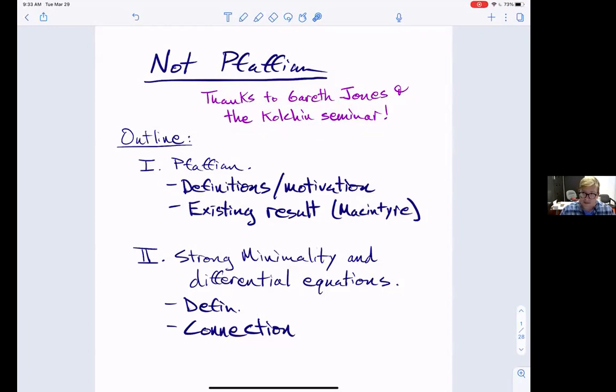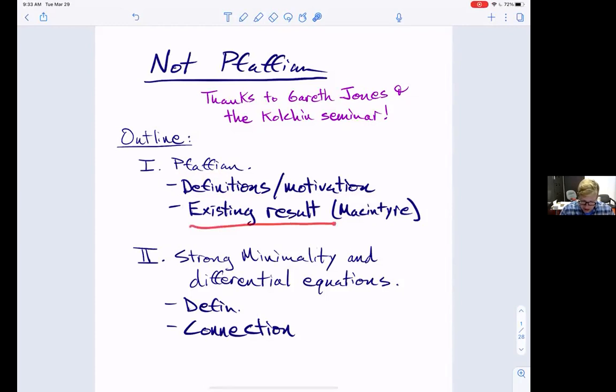So the seminar made a big impact on me. So I'll explain what a Pfaffian function is, not assuming that you have any background on it, not assuming that you followed Gareth's talk as closely as I did. So I'm going to give the definitions as well as some motivation about why this class of functions is studied.